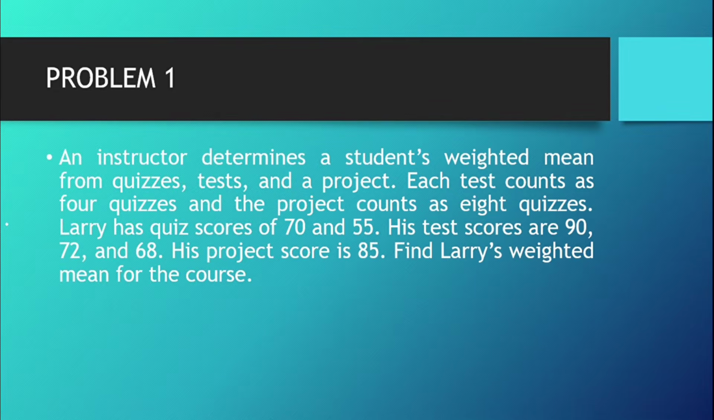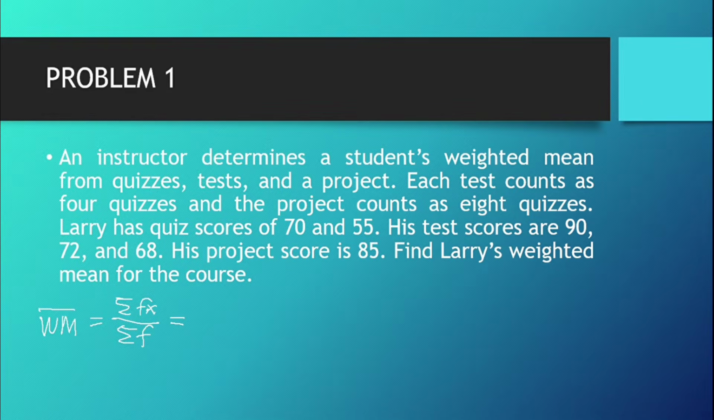So problem number 1: the instructor determines the student's weighted mean from quizzes, tests, and project. Each test counts as 4 quizzes and the project counts as 8 quizzes. Larry has quiz scores of 70 and 55, and his test scores are 90, 72, and 68. His project score is 85. Find Larry's weighted mean for the course. Of course, we have the formula: weighted mean equals summation of f x over summation of f.